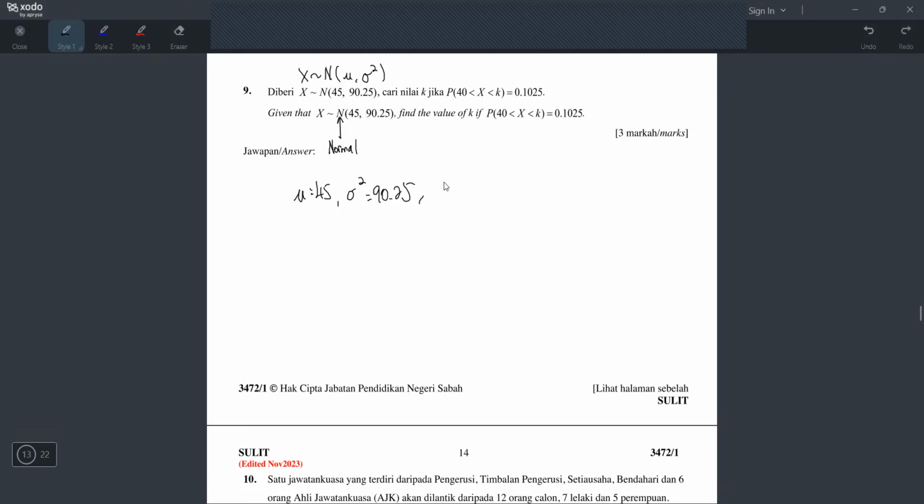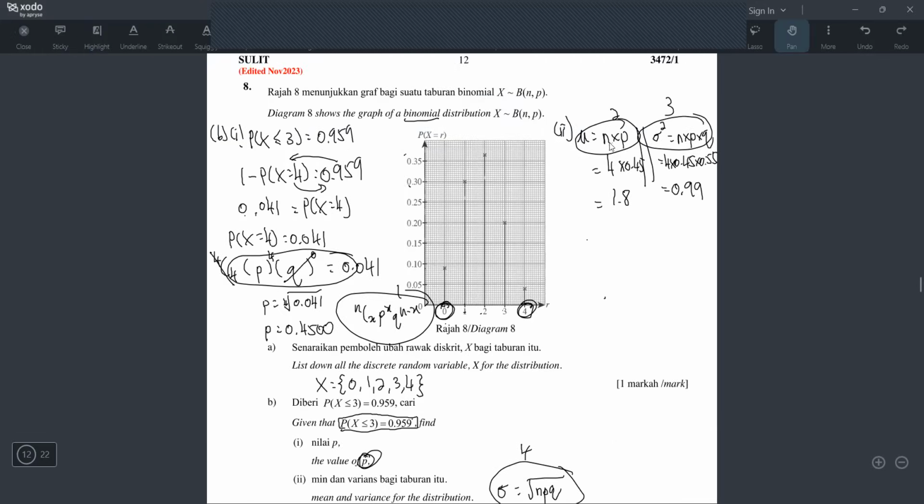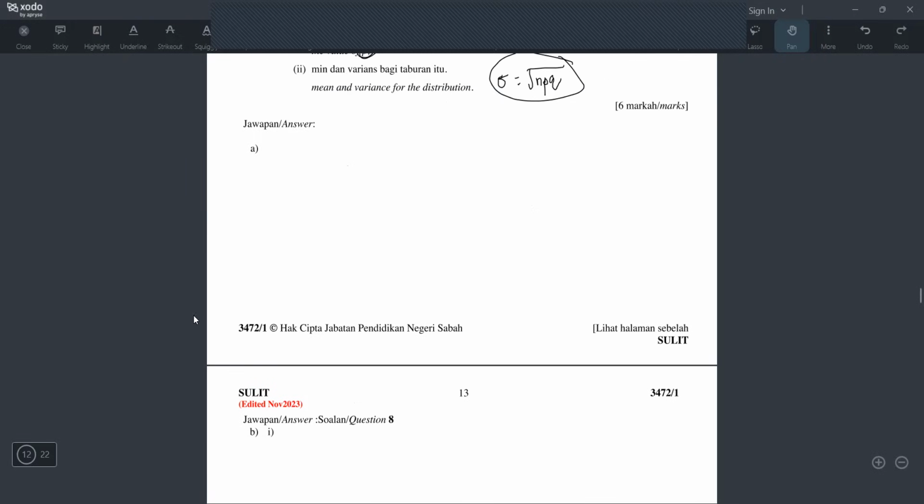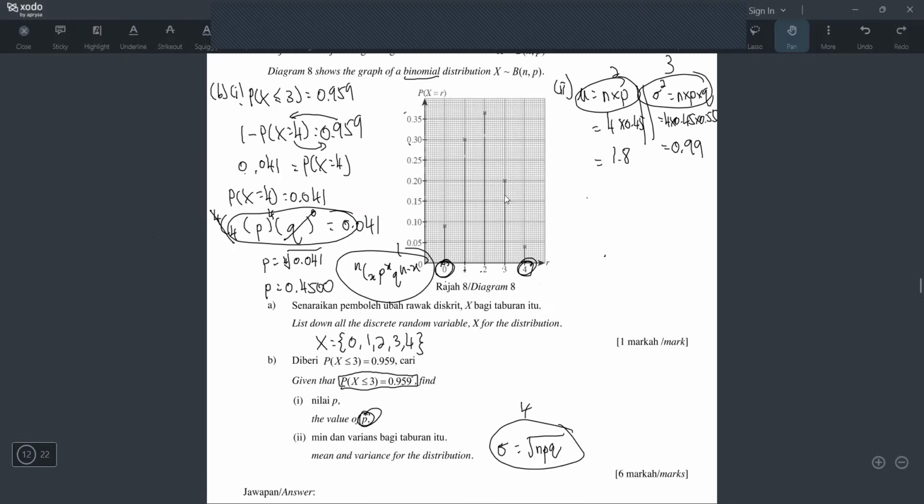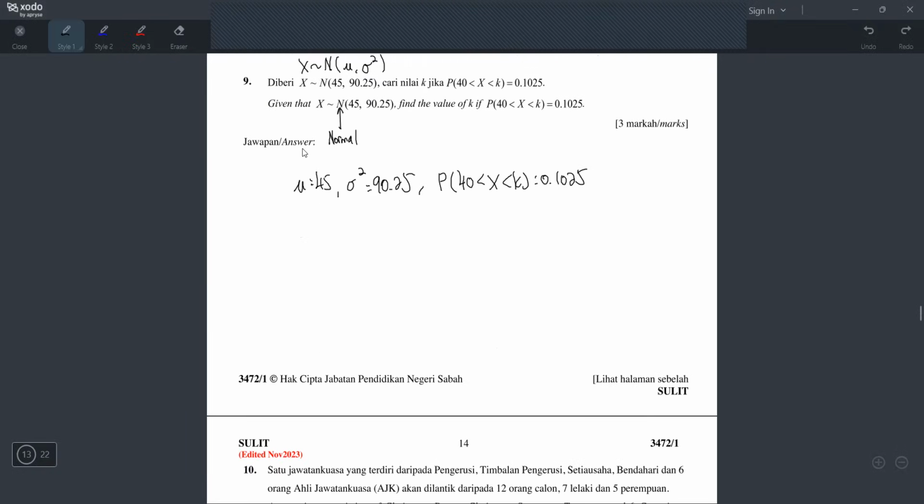And then they say find the value of k if P(X > k) equals 0.1025. Okay, how do we solve this? Please don't tell me you go and use the np formula or the npq formula. Don't do that. This is not a binomial distribution. The question I'm doing now is a normal distribution, so you shouldn't use the np, npq formula. We only use that formula when it's a binomial distribution.